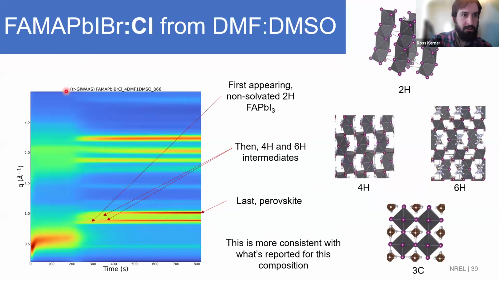And finally, with our cesium-free control, we add chloride, which maybe I just didn't have enough bromide in this composition, and so the chloride may help it act a bit more like bromide. Now we see what we expect.